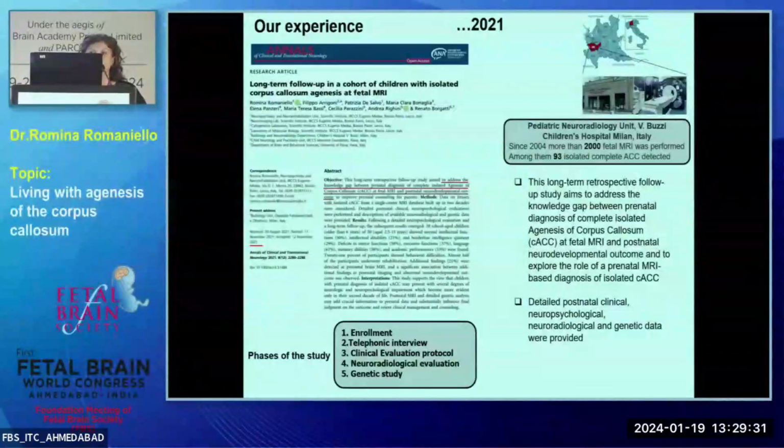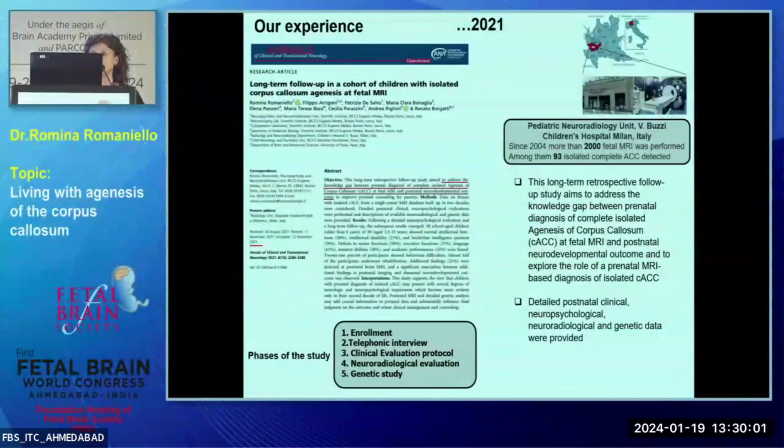So we explain to you our experience in 2021 in collaboration with the Pediatric and Neuroradiology Unit of Buzzi Hospital, Children's Hospital of Milan, and Professor Righini. Professor Righini has studied, since 2004, more than 2,000 fetal MRIs performed, and more than 93 isolated complete ACC subjects were detected.